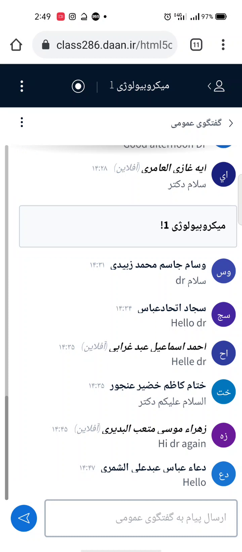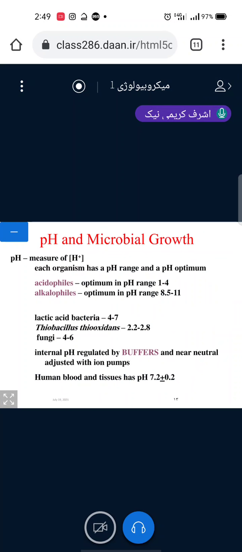Another factor that affects the growth of bacteria is pH, acidity. pH and microbial growth. pH is a measure of hydrogen ions, protons. Each organism has a pH range and a pH optimum, like temperature. Like temperature, where each organism has a temperature range and a temperature optimum, for pH each organism also has a pH range and a pH optimum.